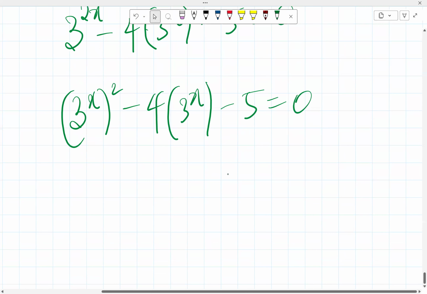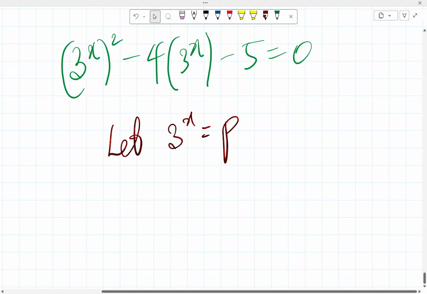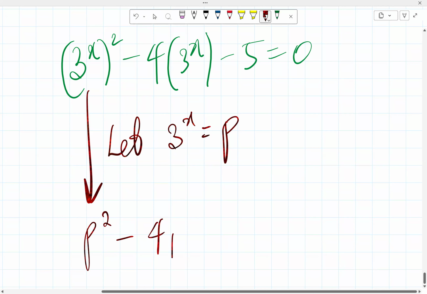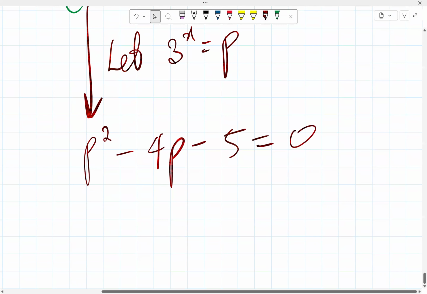So we can then say, we switch gear here. Let 3 raised to power x be equal to p. It doesn't have to be t, it can be anything. Let it be equal to p. Now that it is equal to p, we have p squared minus 4p minus 5 equals 0. Now that that transformation is complete, we can then go back.